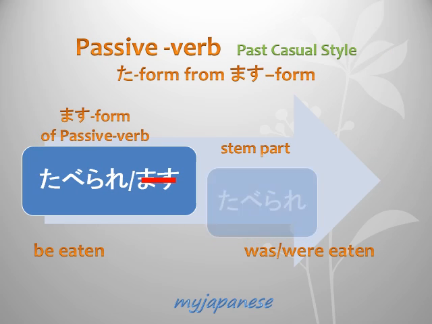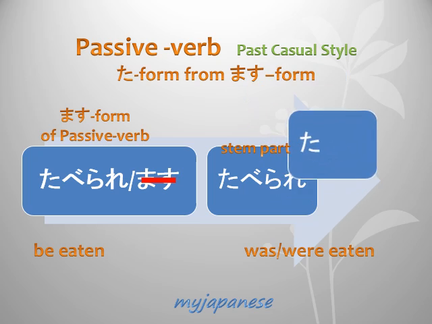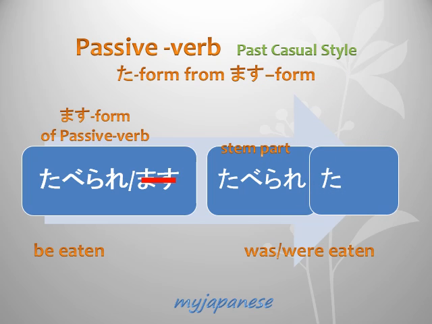Let's make た form. Omit the ます and add the た to the stem part. 食べられた, "was eaten" or "were eaten," is the た form of the passive verb. It is past affirmative in casual style.